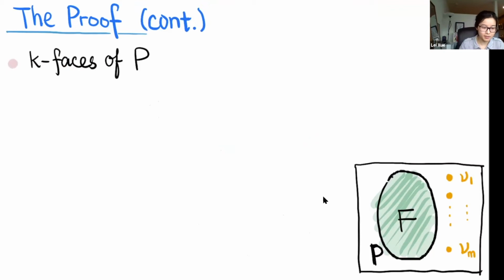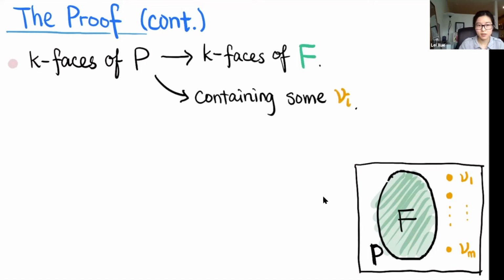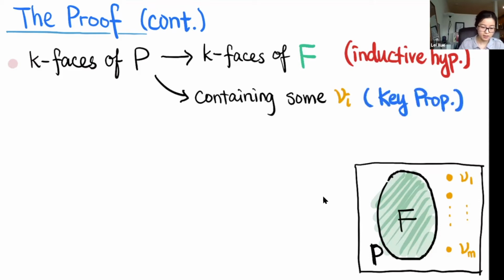The set of all k faces of P will fall naturally in the following two categories. A k face is either a k face of F, or it should contain some outside vertices. If it's a k face of F, then we can apply the inductive hypothesis on F. By our construction, F will have at most 2d minus 2 vertices of dimension d minus 1. And if it contains some vi, then we apply the key proposition.